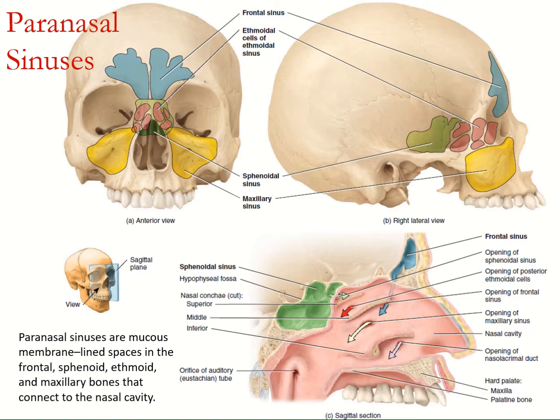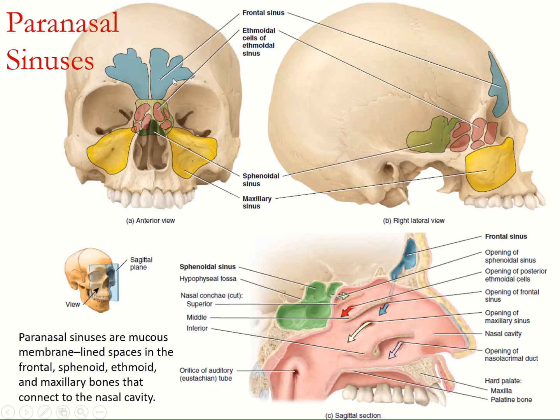Here are your paranasal sinuses, the ones in colors blue, green, red, and yellow. So these structures, the ones in these colors, are paranasal sinuses. These are mucous membrane lined spaces. So normally they are air-filled cavities in the frontal, sphenoid, ethmoid, and maxillary bones that connect to the nasal cavity. So the sinuses are named according to the bones that they belong to.